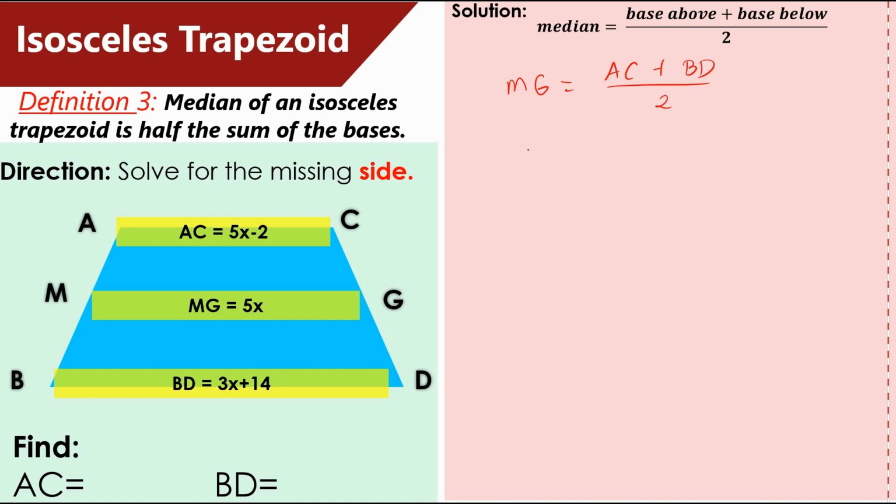And then substitute the value. mg this time is equal to 5x. AC is equal to 5x minus 2, while BD is equal to 3x plus 14. Notice that the operation to be used is always addition. Okay? And then don't forget the denominator, which is all over 2. If you are still familiar with the next step, we need to cross multiply 2 so that this will be removed from this solution. By cross multiplication, 2 will be written on the other side of our equation, and then the rest will be copied.